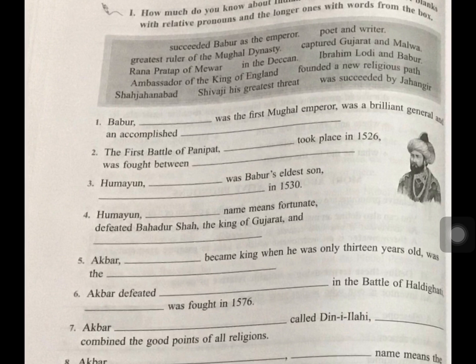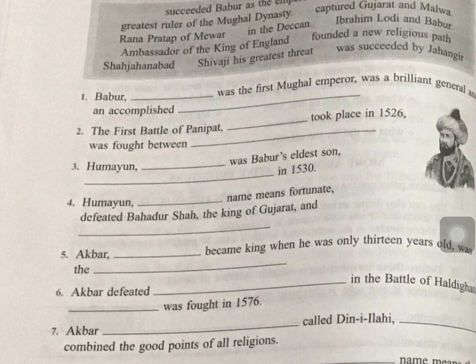First one, 2 blanks they have given. So I am reading out first blank and then second blank. I am not repeating first blank and second blank. I am reading out in the order. 2 answers in each sentence. So you have to observe that carefully. First one, who, poet and writer. 2, which, Ibrahim Lodi and Babur.